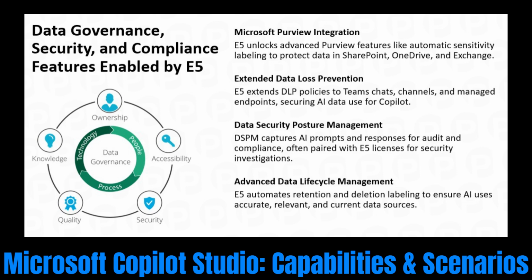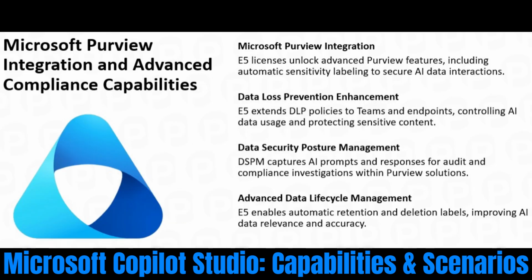Purview DLP for M365 Copilot governs the grounding data, like it stops Copilot summarizing sensitive documents, whereas Power Platform admin center DLP is more about the agent's connectors to other systems, different jobs. Gotcha. Two types of DLP for different risks. Precisely. E5 also enables data security posture management for AI, DSPM, often paired with E5. Think of DSPM as like the AI's flight recorder. It captures prompts, responses, essential for audit trails, e-discovery, indispensable really. Plus you get advanced data lifecycle management, helps clean up old data so Copilot uses current info.